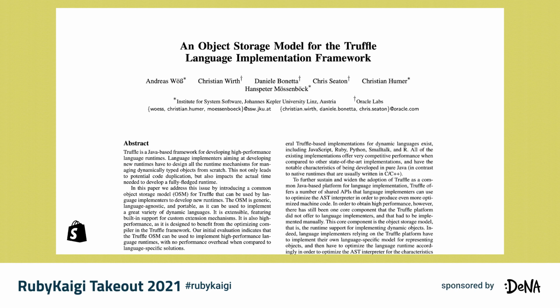So how does TruffleRuby do shapes? Can we transition from talking slightly in the abstract using some Ruby pseudocode to showing what it practically does? The way that TruffleRuby implements shapes is described in the research paper, An Object Storage Model for the Truffle Language Implementation Framework. That's written by Andreas Voss and others.